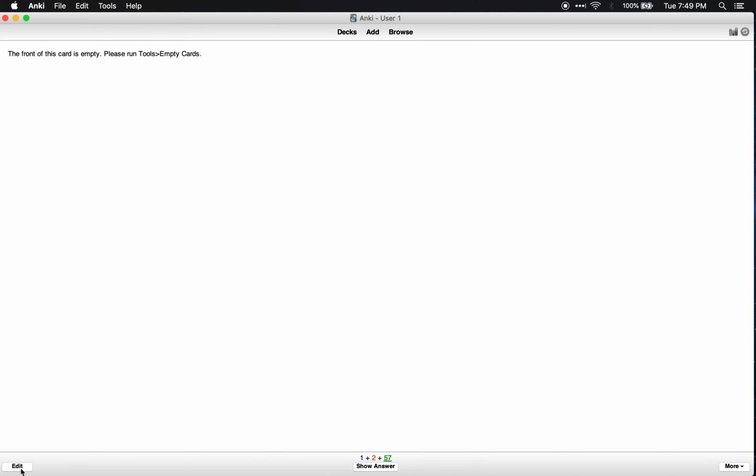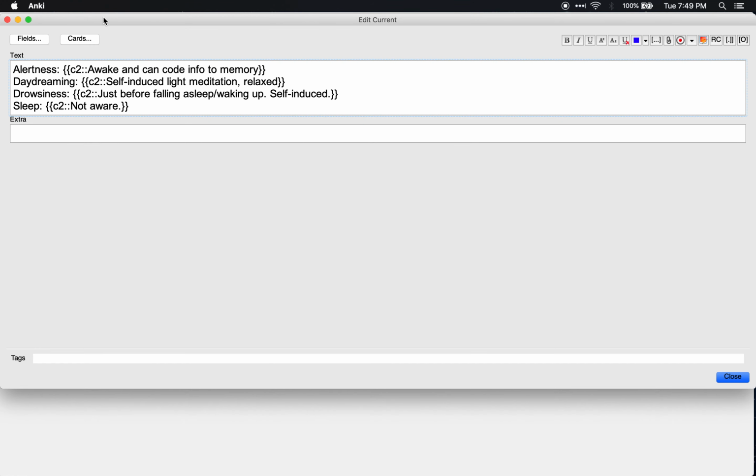Empty card again, probably the one with awake. Yeah, alertness is an awake state. Daydreaming is a drowsy, self-induced, awake but relaxed state. Drowsiness is self-induced. Sleep is not awake at all.